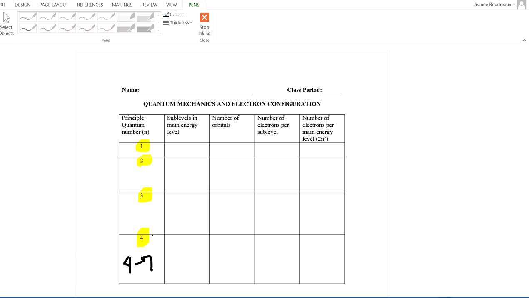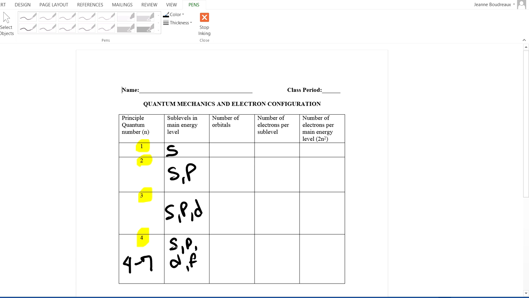So the next column says sublevels in main energy level, number of orbitals, then number of electrons per sublevel, and then number of electrons per main energy level. So for instance, in the second column, sublevels in the main energy level. Well, energy level 1 has an S sublevel, energy level 2, S and P, energy level 3, S, P, and D. Energy levels 4 through 7, S, P, D, and F.